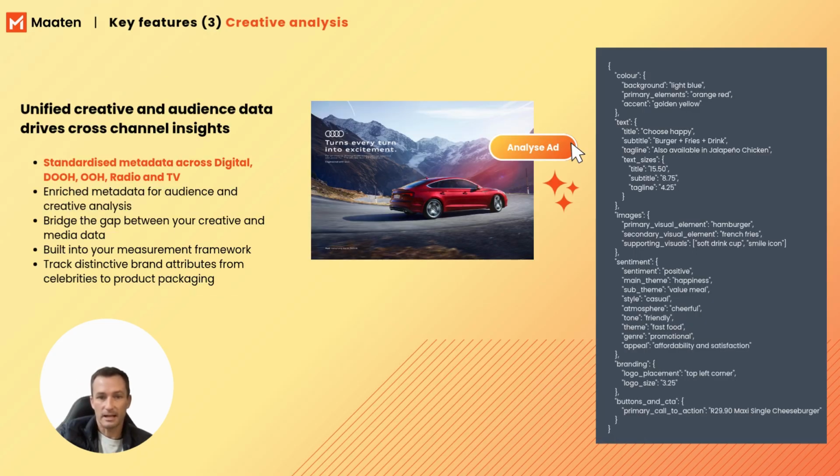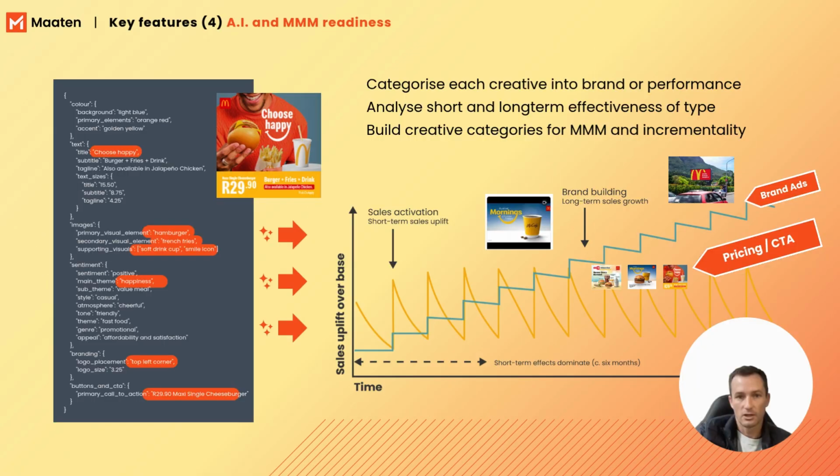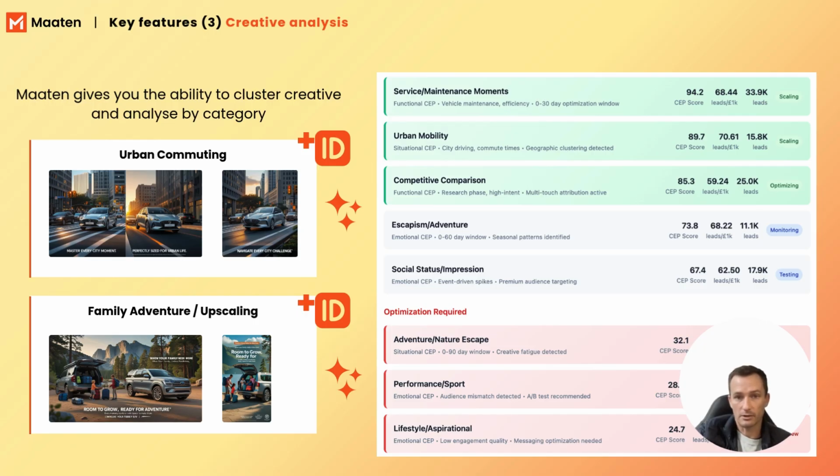Our AI also analyzes every creative asset, and this is an important point. So colors, text placement, sentiment, brand elements, and categorizes them for both short-term optimization and long-term brand building, another really important point of distinction. You can cluster creatives by theme, analyzing what drives performance, and build proper creative categories for marketing mix modeling and your incrementality testing. The result of this is being able to categorize creative. Being able to do that allows you to analyze the uplift on sales, leads, or even brand share of search, because we know that brand share of search is an indicator for market share.